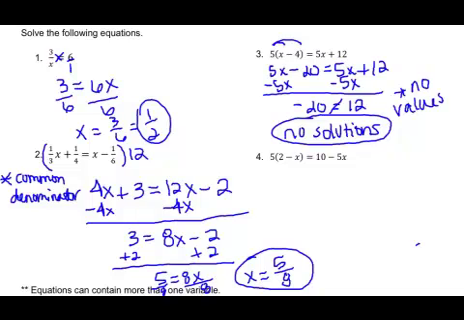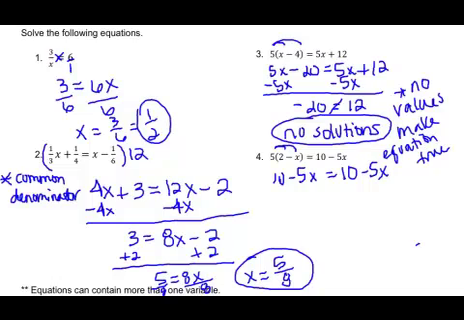If you take a look at number 4, we have 5 times 2 minus x equals 10 minus 5x. Again, notice the parentheses, so we're going to distribute first. 5 times 2 is 10. 5 times x is 5x, so 10 minus 5x equals 10 minus 5x.